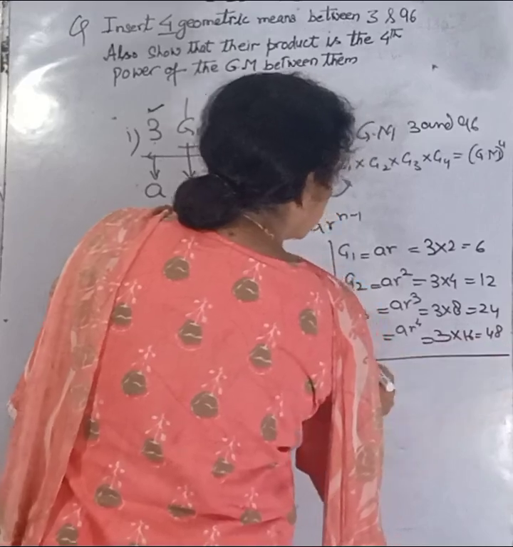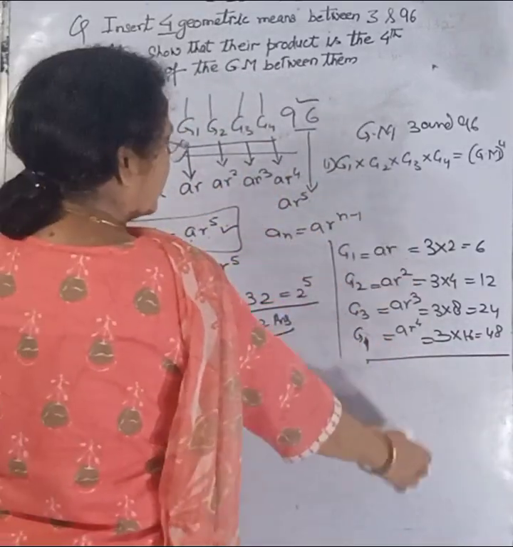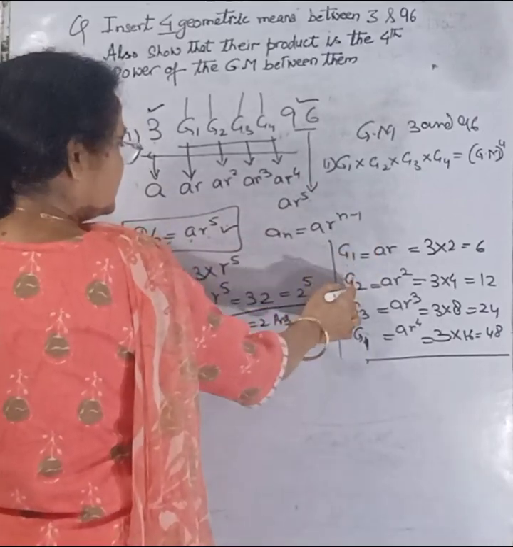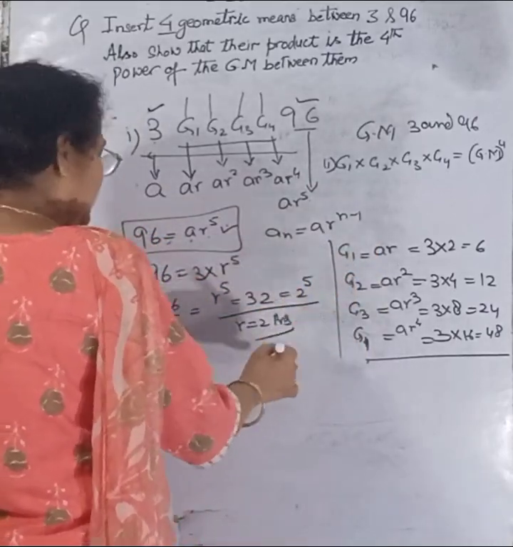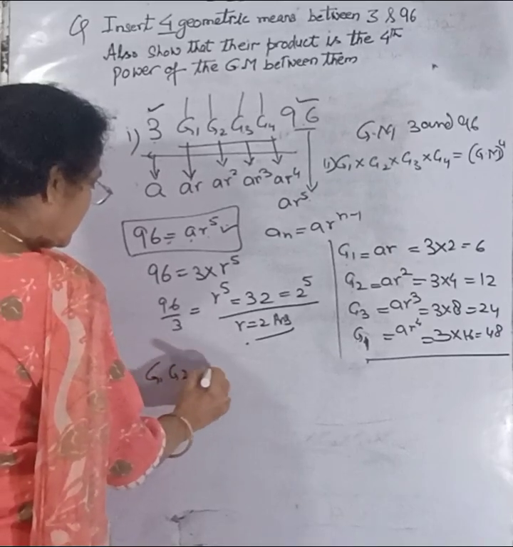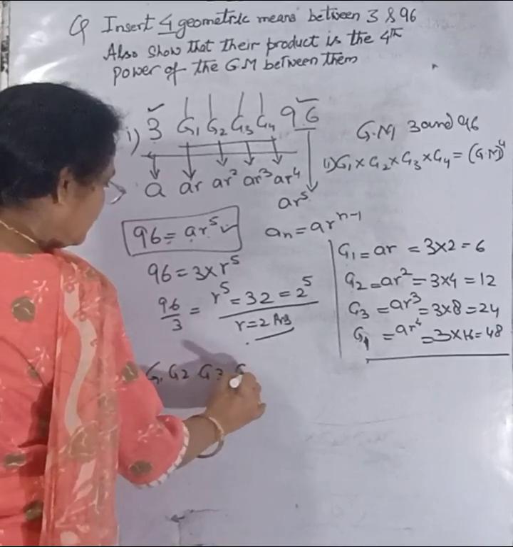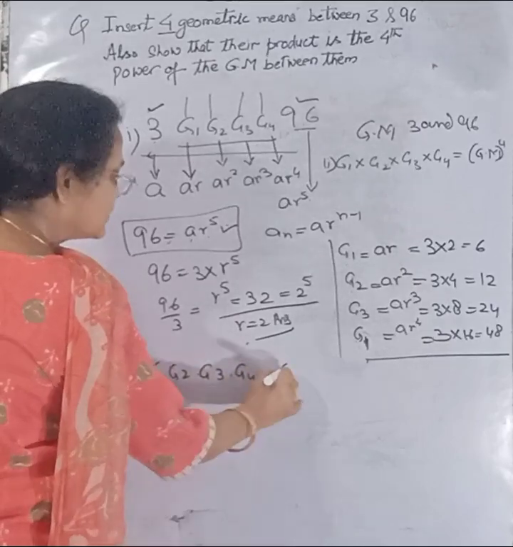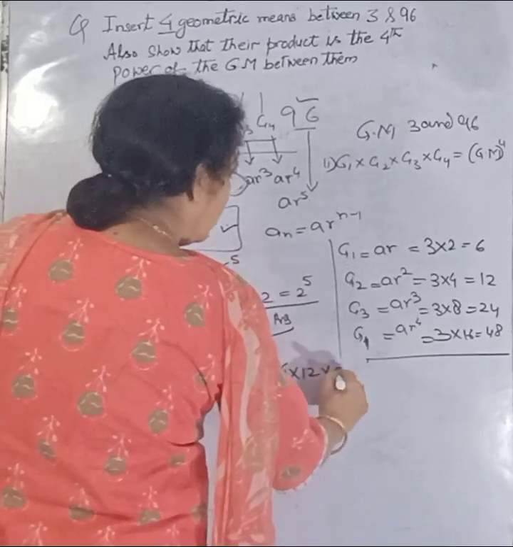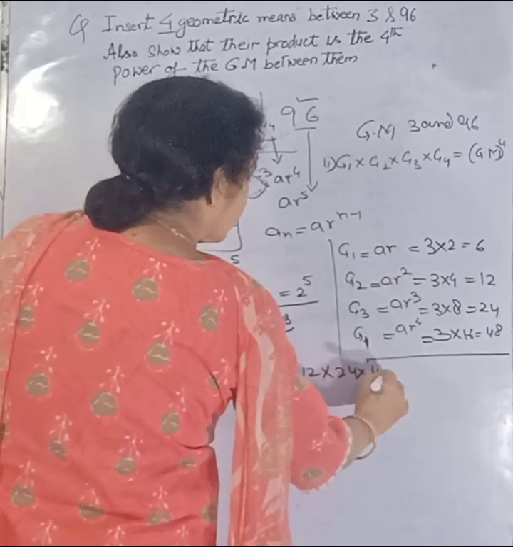Okay. Now, these are the G1, G2, G3, G4. Then the product will be, it means G1 into G2 into G3 into G4 is equal to 6 into 12 into 24 into 48.